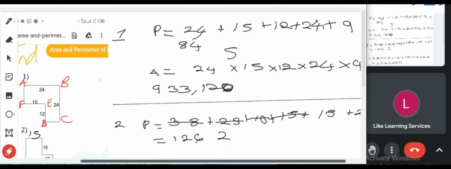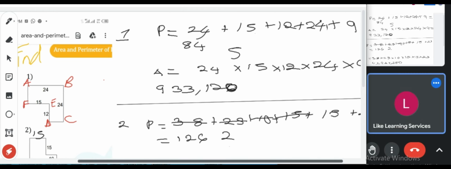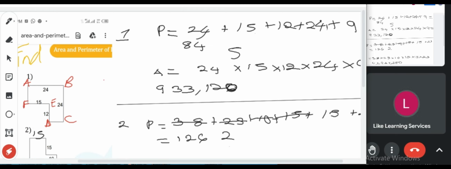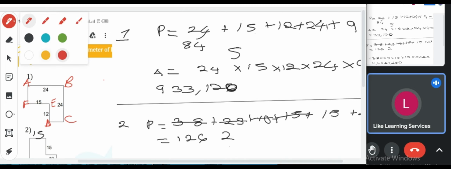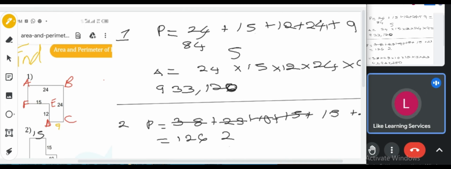What's the length of C to D? 9. How did you get that? Because this whole length is 24 minus 15, isn't it? This whole length is 24, this is 15, so this place is 9. Let's write it in yellow. This is 9. This one we found out. Okay, C to D is 9.